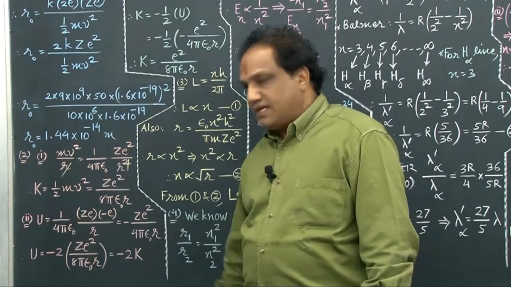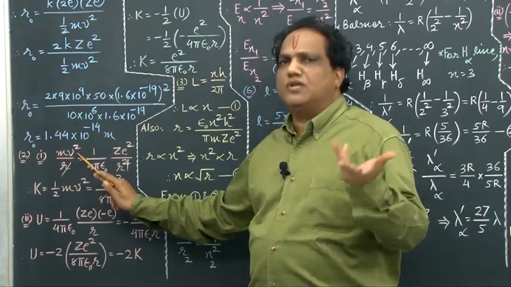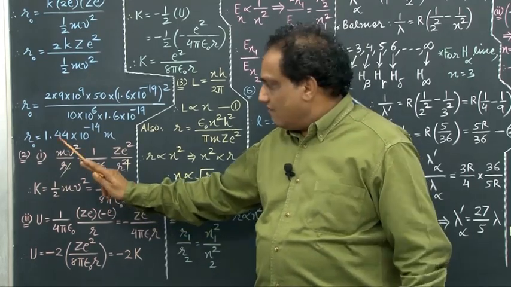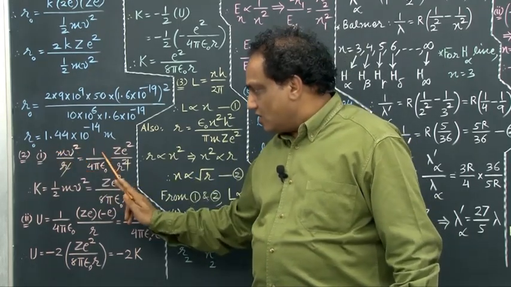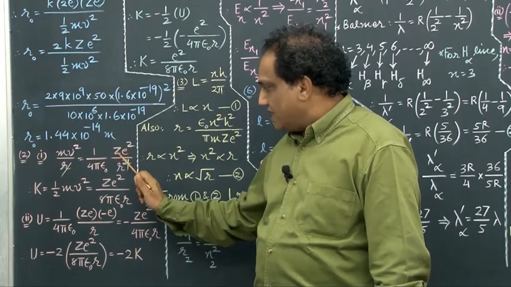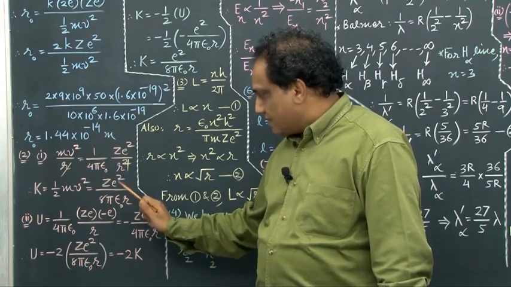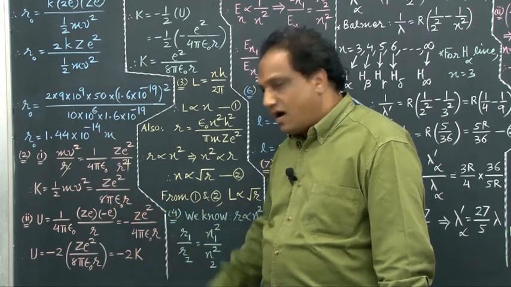What is kinetic energy? It is half mv square. So if I have mv square, I should multiply by 1 by 2. When you multiply here, here also you have to multiply. So when you multiply 1 by 2, it will become Z square upon 8 pi epsilon 0 r.